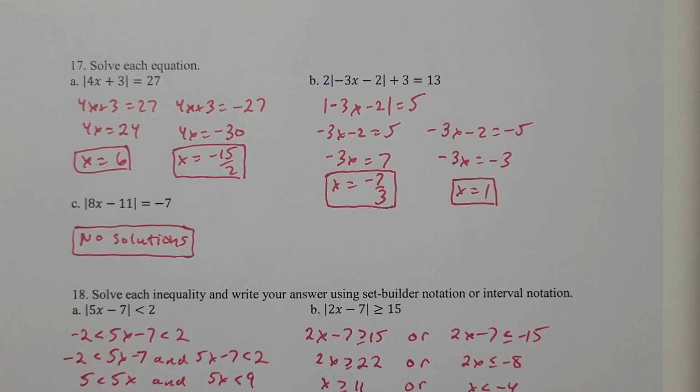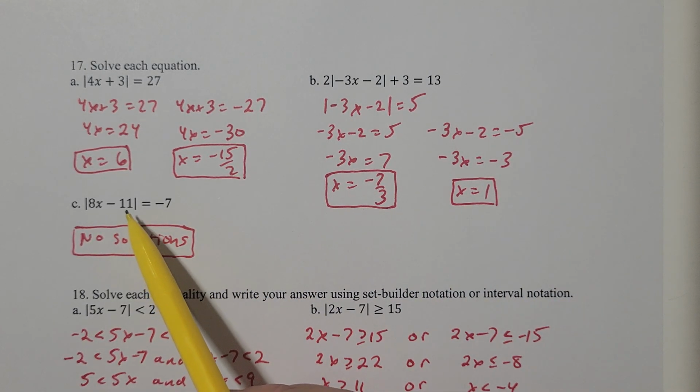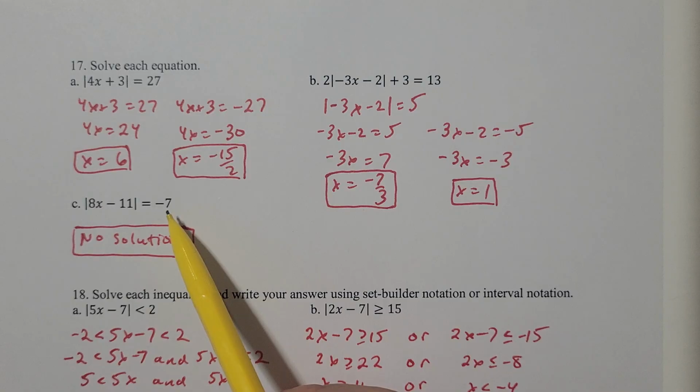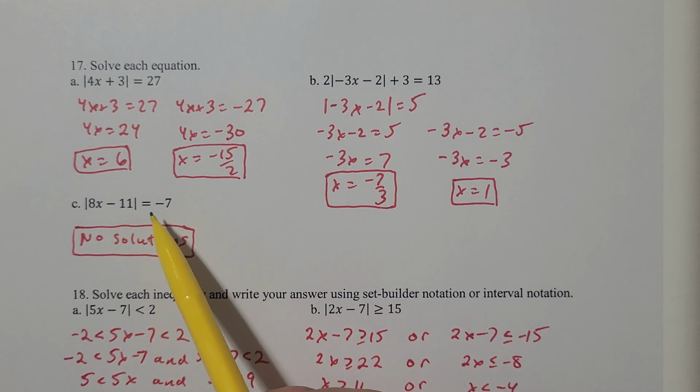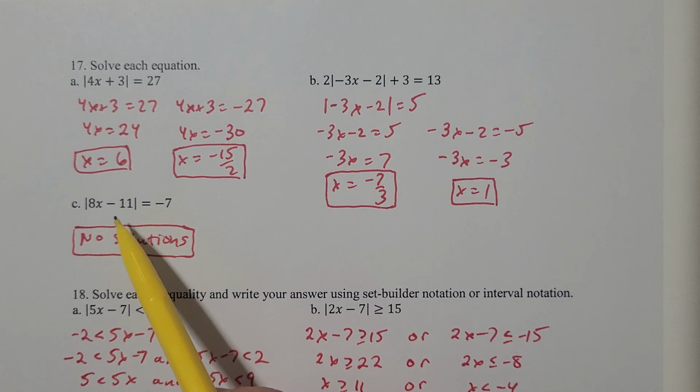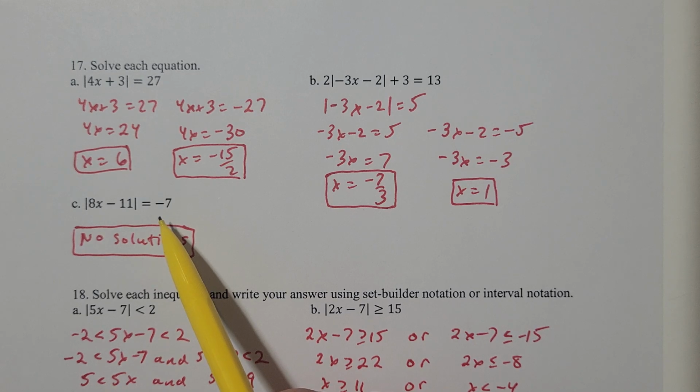In part C, we got the absolute value of 8x minus 11 equals negative 7. Well, what I was just talking about here was that anything coming out of the absolute value bars can never be a negative, right? So like in this equation, the left side is some positive number. The right side is negative 7. How many positives equal negative 7?